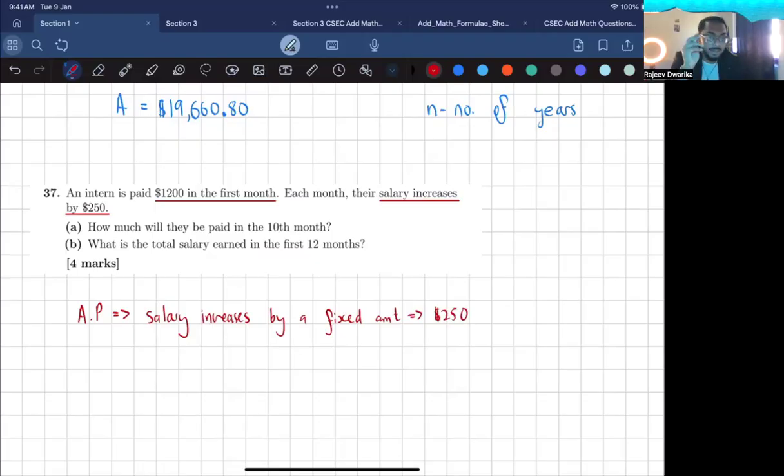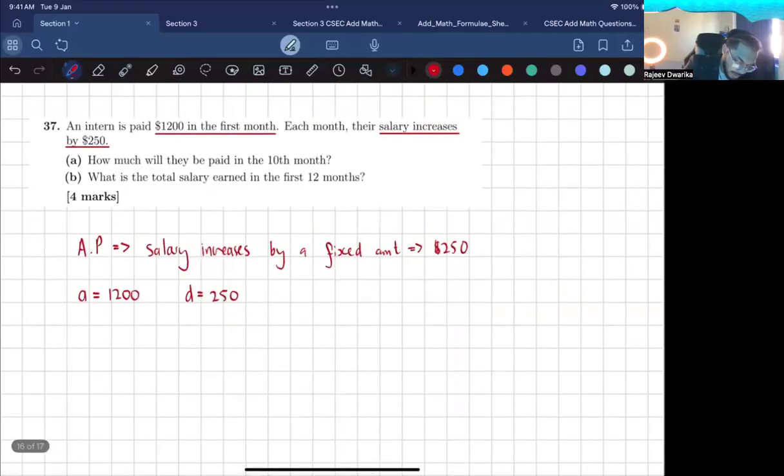Amy, did they give you any information? Tell me what to write. Did they give me A? Yeah, 1200. Did they give me D? Yeah, 250. If we want to figure out the amount of money in the 10th month, what formula do we use? The A of N, T of N, the same thing. That'll be A plus N minus 1 by D. And we want to go up to the 10th term.